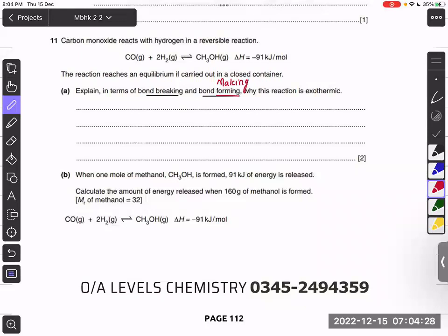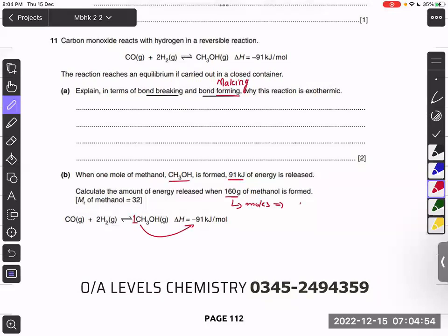And the question is saying when 1 mole of methanol is formed, 91 kilojoule of energy is released. Calculate the amount of energy released when 160 gram of methanol is formed. So as per the equation, methanol is CH3OH, and when 1 mole of methanol is formed, energy of 91 kilojoules is released. So right now we are given the mass of methanol. We'll convert it into moles of methanol.